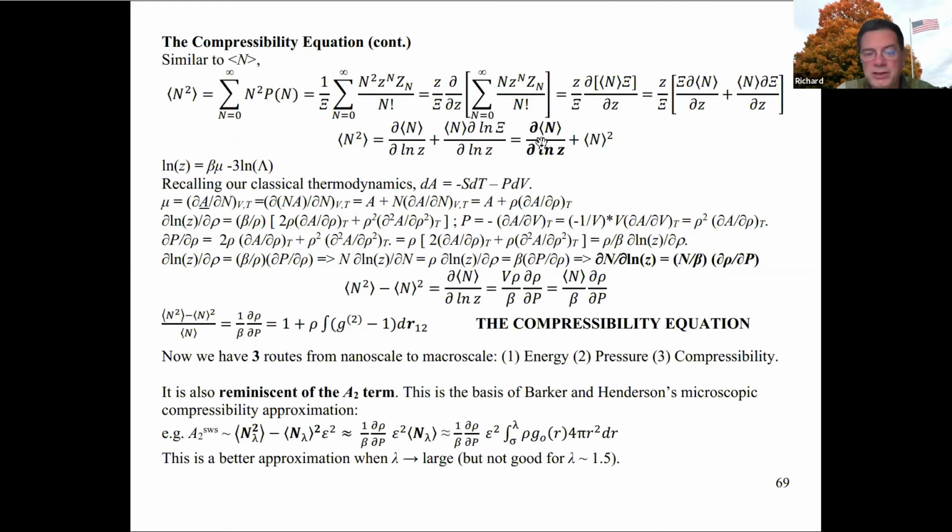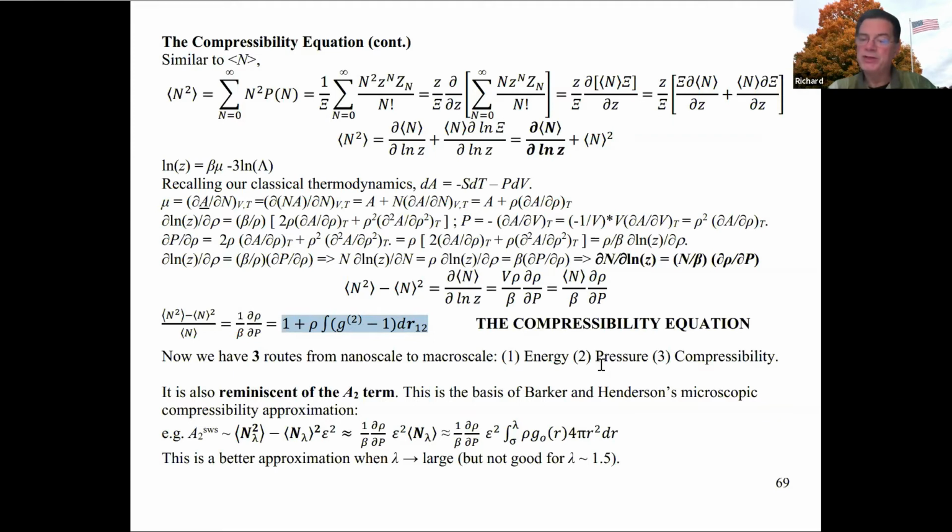Well, if we continue along those lines and we do a little bit of classical thermodynamics, we find that this n squared minus n squared part is proportional to just the compressibility, and so this compressibility is proportional to this integral, and that is what we call the compressibility equation. So this is a third route from the nanoscale to the macro scale. Now we have the energy equation, we have the compressibility equation, and we have the pressure equation.